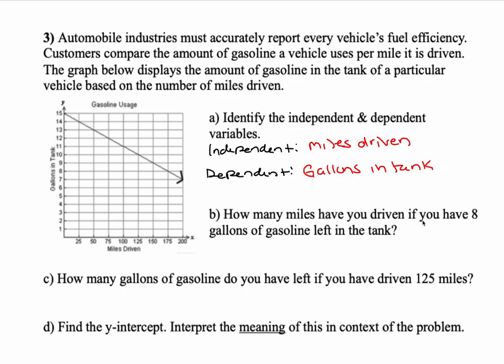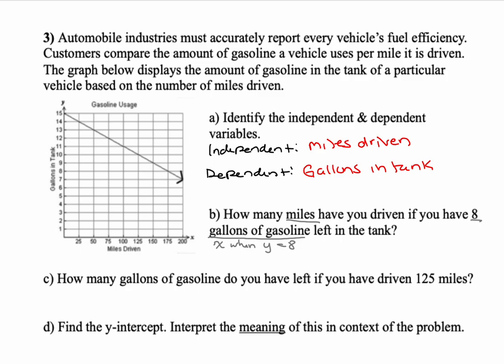How many miles have you driven if you have 8 gallons of gasoline left in the tank? So we said we have 8 gallons of gas. So 8 gallons of gas is your Y. You're told Y. We need to know how many miles you've driven. So that means that we don't know the X when Y is equal to 8.